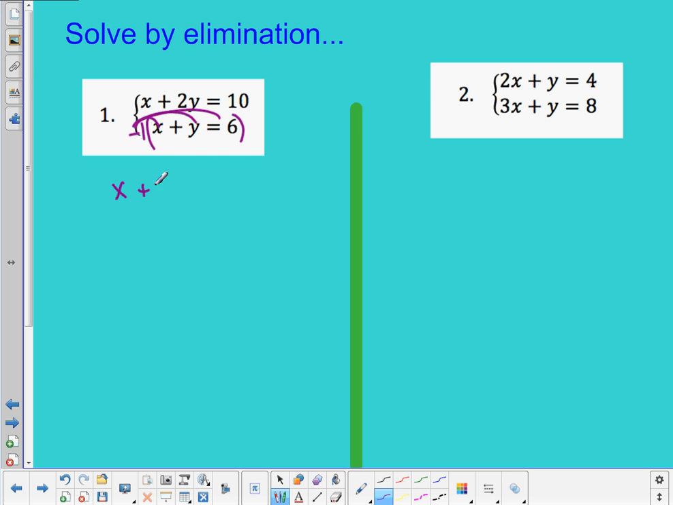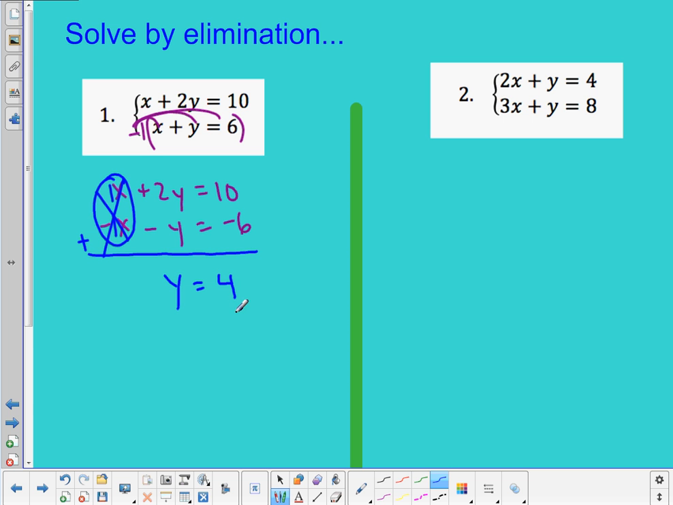x plus 2y equals 10 on the top didn't change. But on the bottom, -x minus y equals -6, that's now a new equation. Now I have opposite coefficients, 1 and -1. So I have +1, -1, now I'm ready to add them together. When I add them together, 1 minus 1 goes away. Then I have 2y minus y, which is just y, and 10 minus 6, which is 4. y is equal to 4.